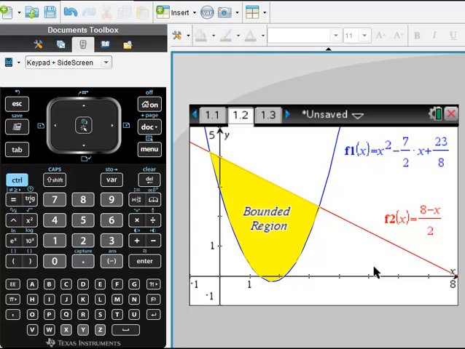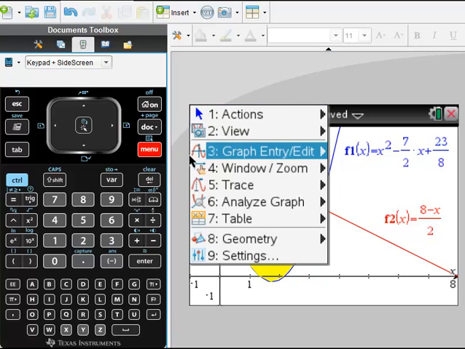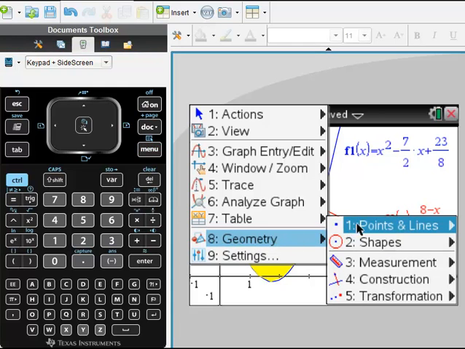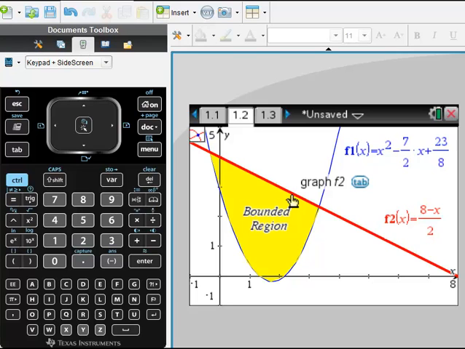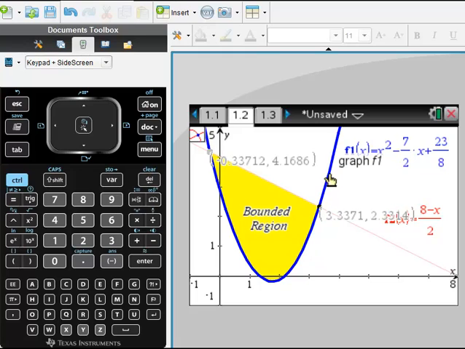The only thing maybe adding to this graph would be these points of intersection here are worth at least approximating here right on this graph. So let's do that. A couple ways you can do that. Here's one way, and that's to go to the menu and geometry and points and lines and pick intersection points, and we'll pick graph 2 as one of the graphs. Pick graph blue here as another, and we have this.